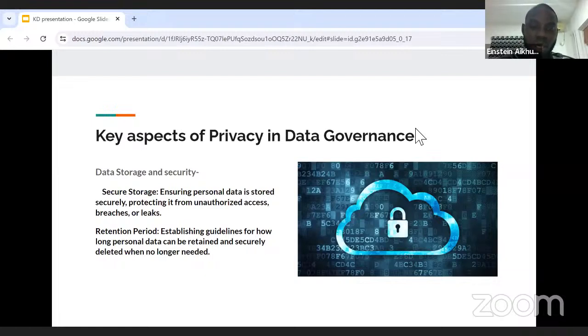Retention period, establishing guidelines for how long personal data can be retained and securely deleted when no longer needed. For example, recently Gmail, that's Google Mail, updated their terms and conditions so that if a Gmail account is inactive for over a year, it will be deleted from the system. Normally they leave it there, but now they have updated their terms and conditions on their retention period.